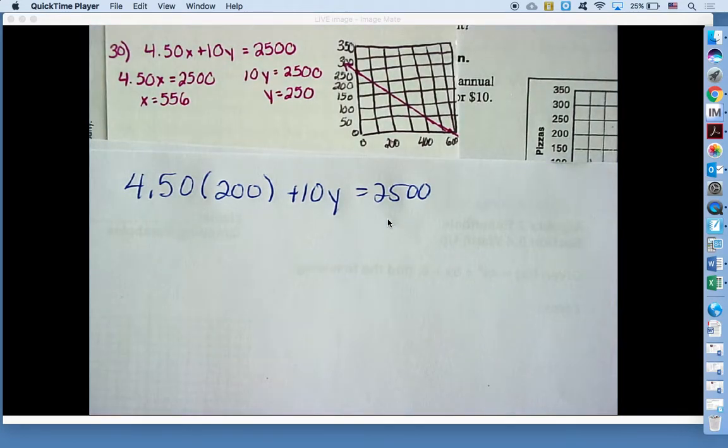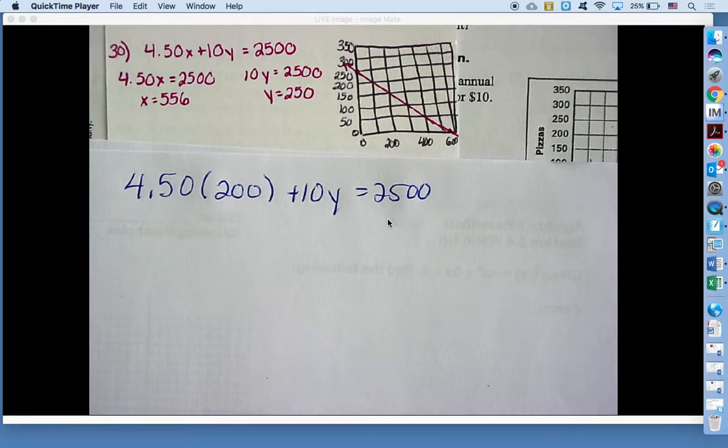And it doesn't have to be 200. You can pick any number that you feel like choosing and get y by itself. You could also take the original and do that 3 times to get 3 separate pairs. So 200 stands for the number of sandwiches. Whatever I get for y would be the number of pizzas I have to sell.